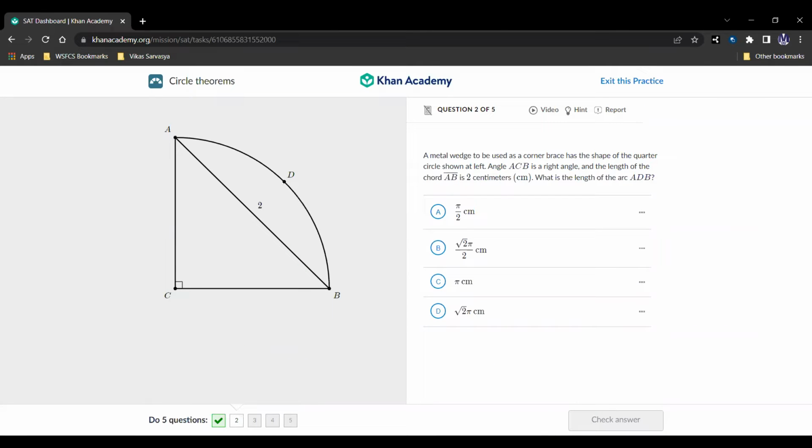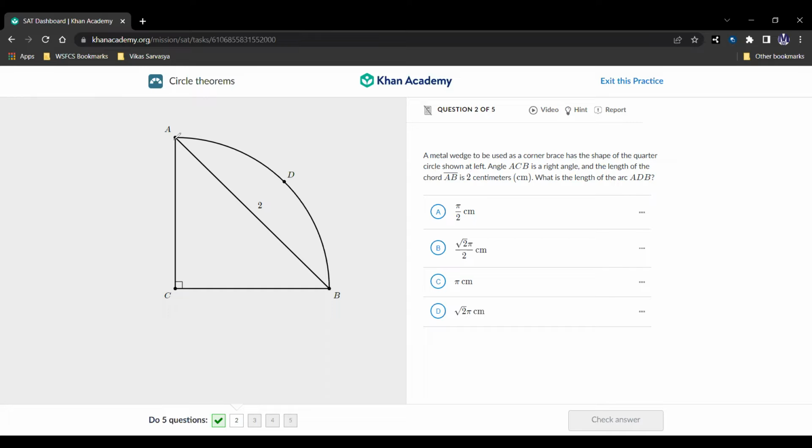All right. Next question then. A metal wedge used as a corner brace has the shape of a quarter circle shown at left. Angle ACB is a right angle, and the length of chord AB is 2 centimeters. Well, what is the length of the arc ADB? All right. Well, since this is a quarter circle, this is going to be a quarter of the circumference.